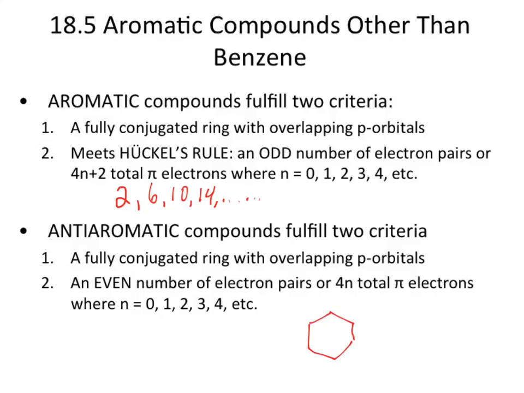So pyridine is aromatic. It has 6 pi electrons. We don't count the lone pair on that nitrogen, because what's its hybridization? It's sp2. And it already has electrons in the pi system. So it's already contributed electrons to the pi system, so we don't look at it.